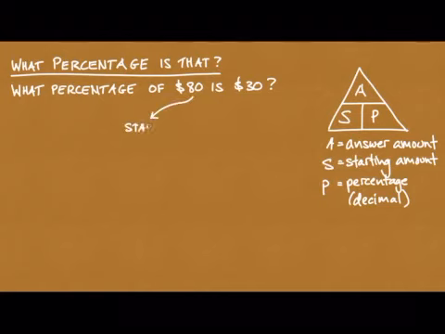So in this question, our 80 is our starting amount. All right, we'll start with $80. What percentage do I apply to get $30? $30 is my answer amount, and it's the percentage, or the P, that I don't know. That's what I'm going to work out.